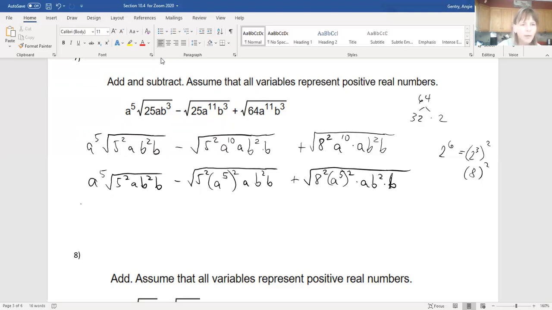And then here, be careful, that 5 almost looks like an index. It's the exponent. This is a regular square root. Okay, so I'm gonna pull the 5 to the front. The 5 comes out, and then the a to the 5th from the front, the a stays under, the b squared comes, the b comes out.